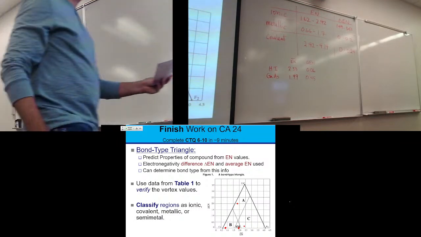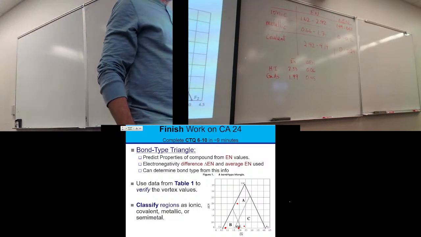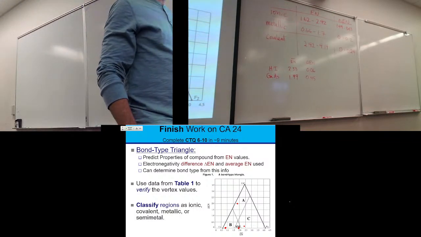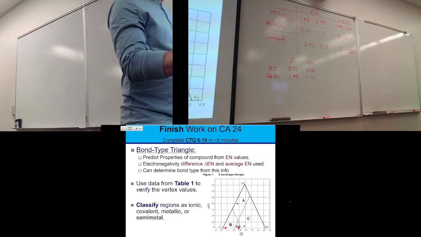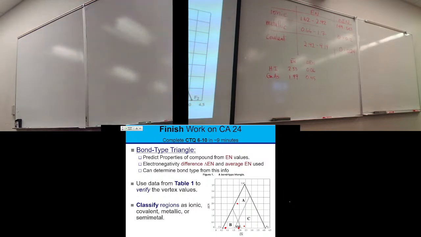I think we can talk about some of the answers maybe. So I think we covered question 6, but question 7 is just plotting where these different substances appear on the bond type triangle. That one looks like sodium chloride. Make sure you get the right average and the change. This one is the next one. This is sodium metal. That is methane.